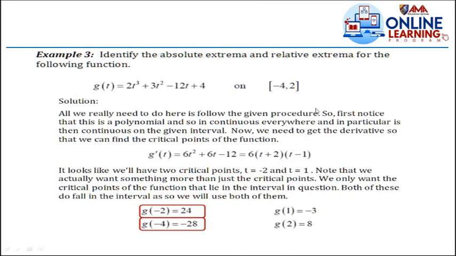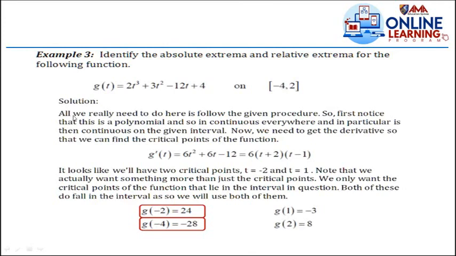Okay? So next, last problem. Last slide na rin ata to, no? Example 3, identify the absolute extrema and relative extrema for the following function. g of t is equal to 2t raised to 3 plus 3t squared minus 12t plus 4 on -4 and 2. Okay, so these are our endpoints, no? From -4 to 2, no?